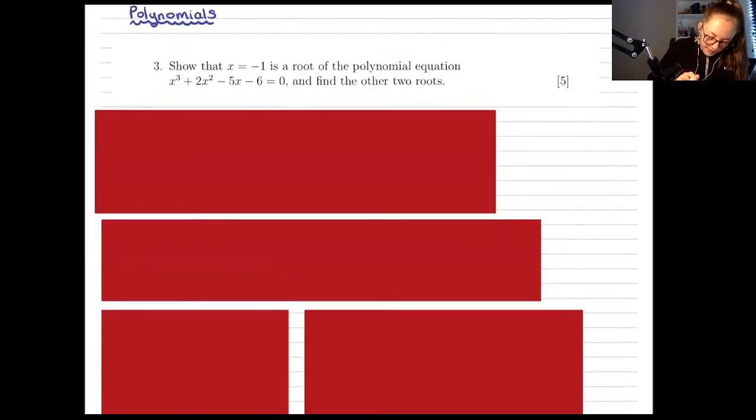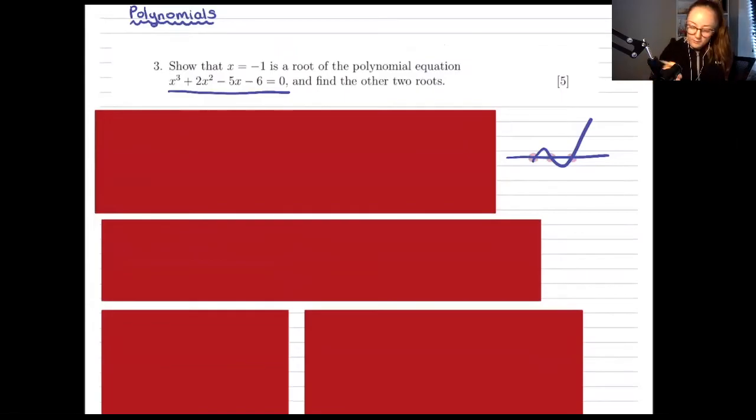So in this question here, they have given us a polynomial, x cubed plus 2x squared minus 5x minus 6 is equal to 0. So that would be some kind of an x cubed graph like this. And they want to know what these 3 roots are, given that they've given us 1, which is helpful.